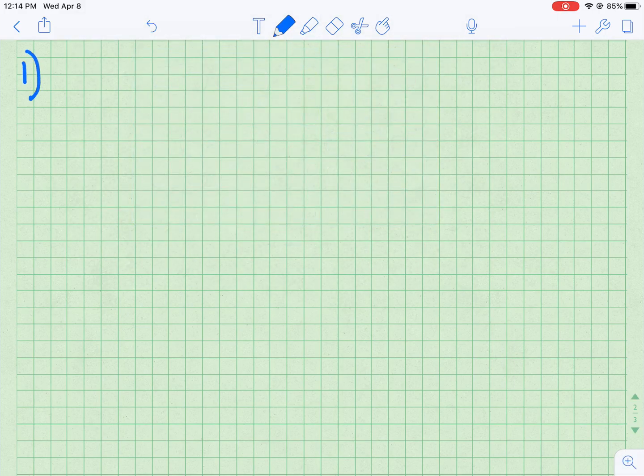So number 1 is f of x equals -4 over x minus 2. All right, we do eventually have to graph it, but before we graph it, we want to determine any holes or any asymptotes.